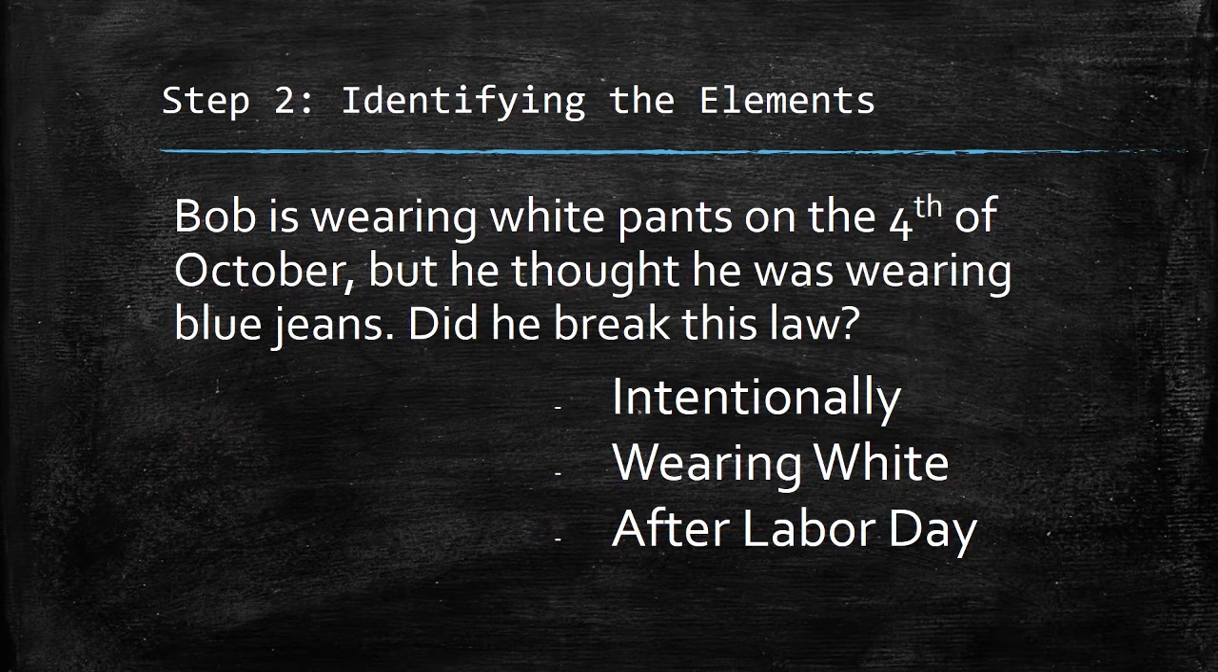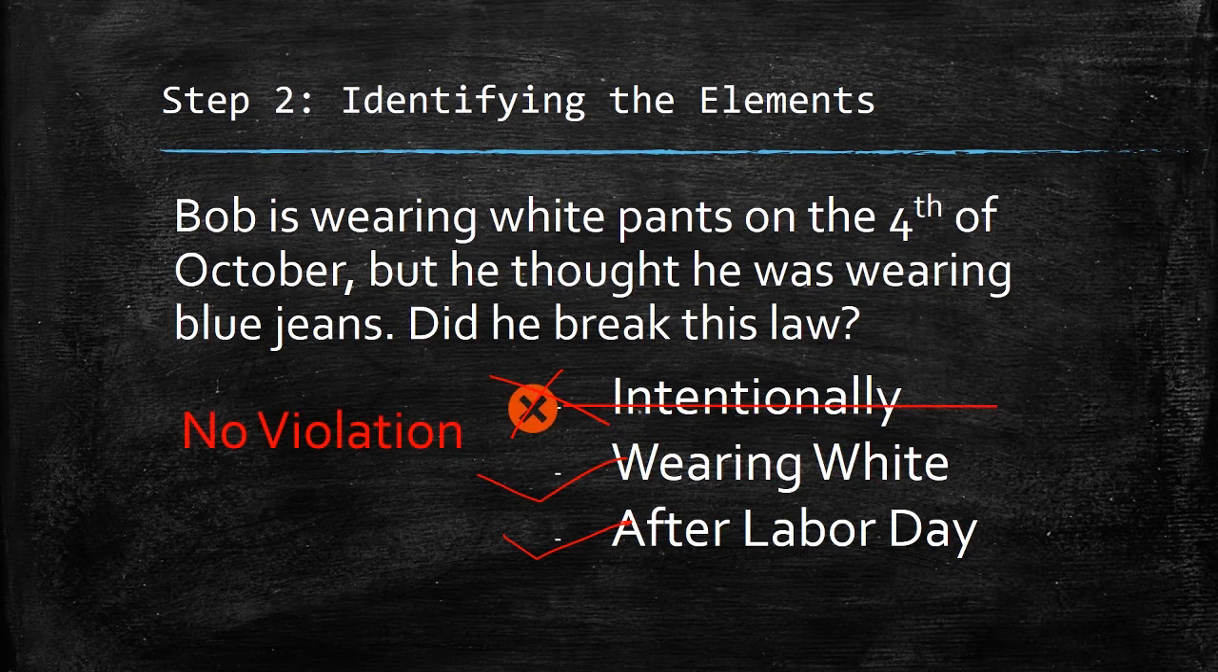Bob is wearing white pants on the 4th of October, but he thought he was wearing blue jeans. Did he break the law? Well, it was after Labor Day, 4th of October. He was wearing white, but he did not do it intentionally. It was an accident. Therefore, he did not break the law.